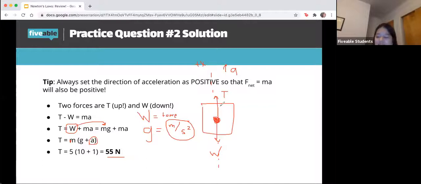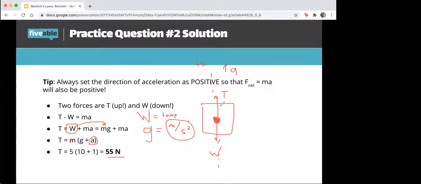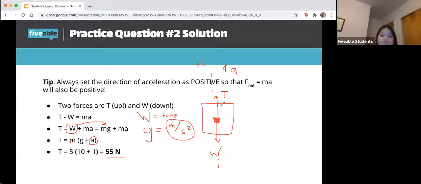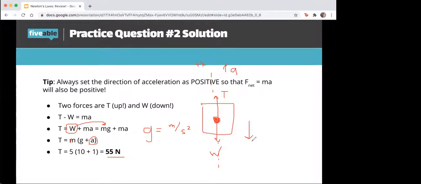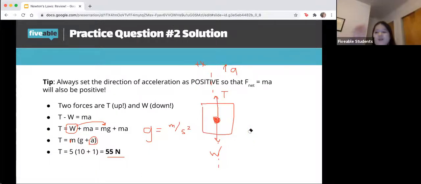That makes sense. Okay, and the G is positive because it's going up? Yeah, good question. So G, usually in this case, gravity is acting down. However, G is a constant. That's what I was trying to say before. So in this case, you would not put negative G or anything like that. We treat G as a constant.